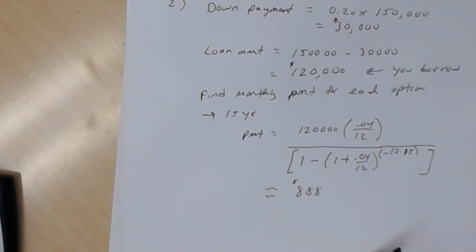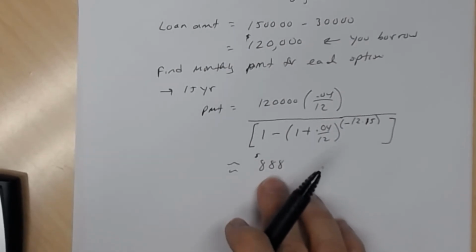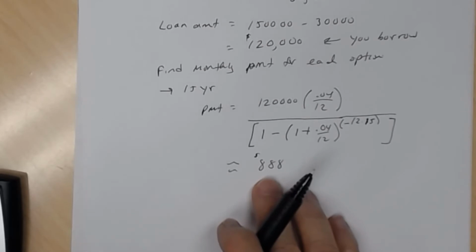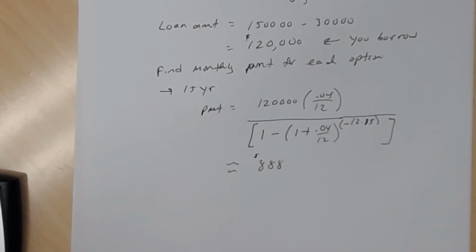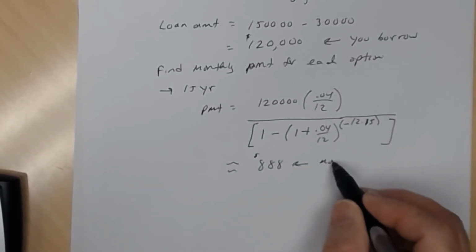All right, so that is my monthly payment. That's the amount I have to pay each month over a 15-year period. Okay? Now keep in mind that's the monthly payment, right? Monthly payment.